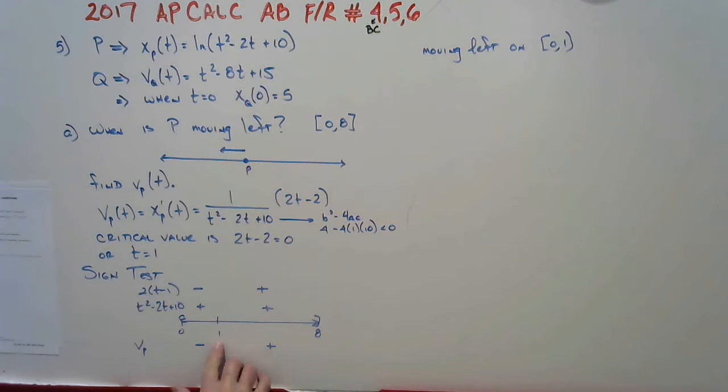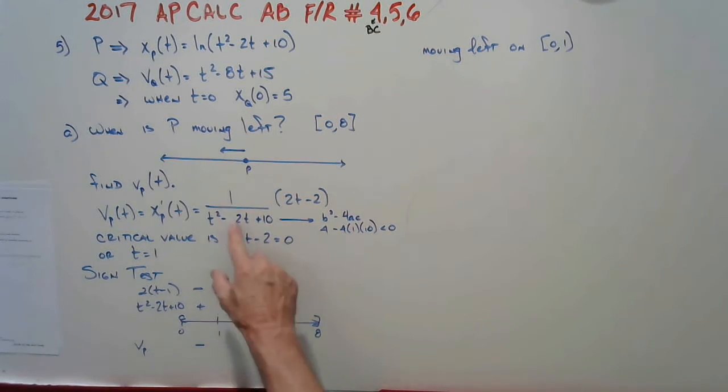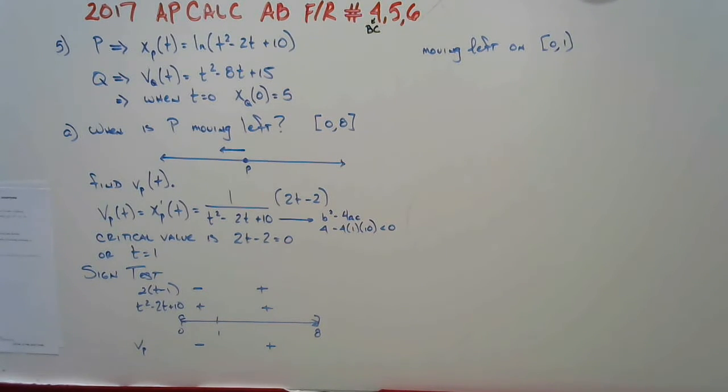It's not moving left at time 1. We know at time 1 our velocity equals 0. Okay? So that's part A. Part B, it says, when are the two particles moving in the same direction? Right? When are they moving in the same direction?